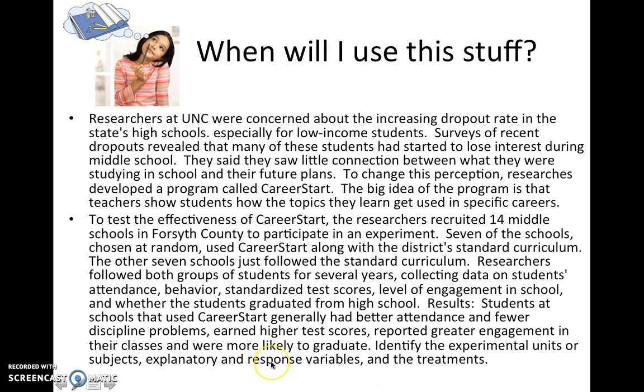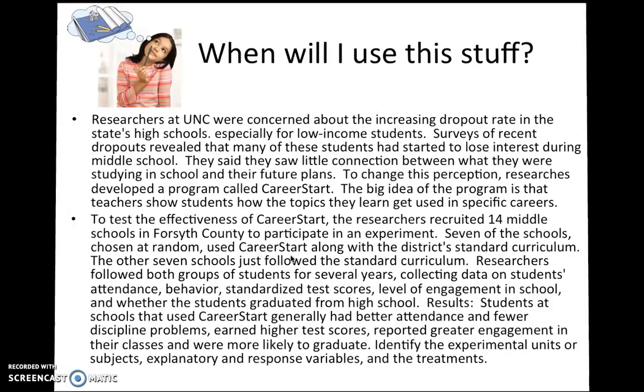And the response variables, in this case, there are several response variables. You wanted to know the impact Career Start had on attendance. That would be a response variable. Behavior, standardized test scores, level of engagement, and graduation rate from high school. Those are all response variables. And then the treatments: were you part of the group that had Career Start in addition to state standards, or were you just one of the schools that just had the state standards? All right, so that's what we're going to be doing.